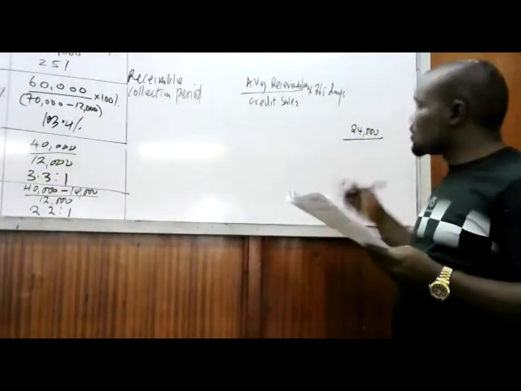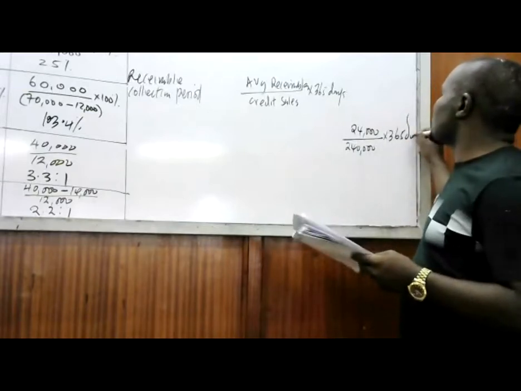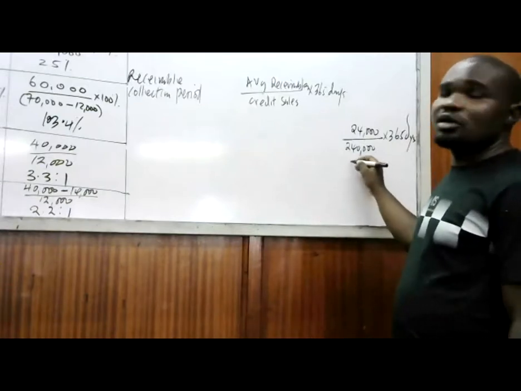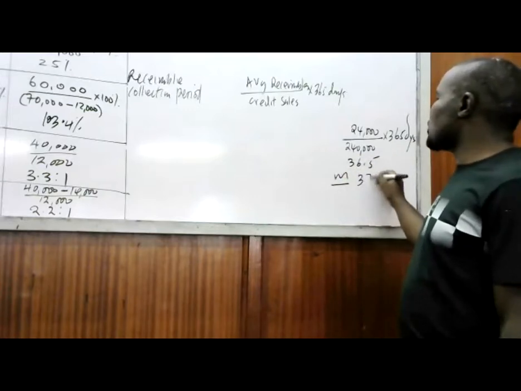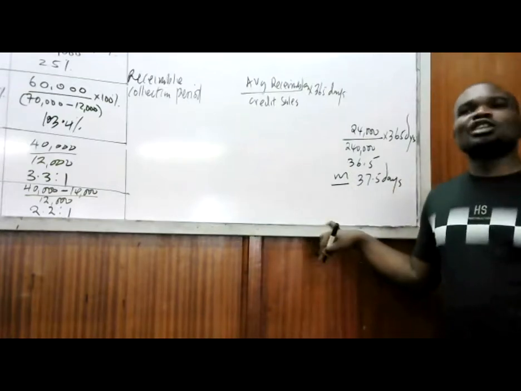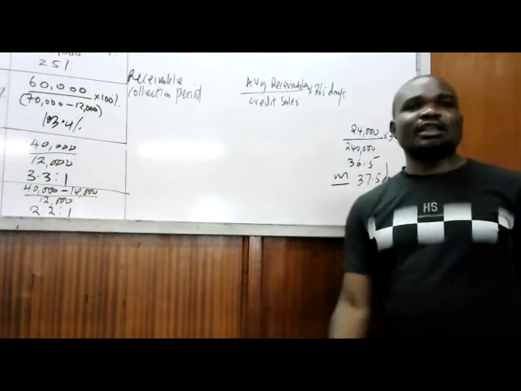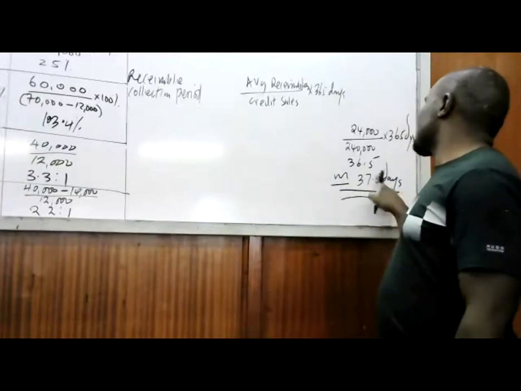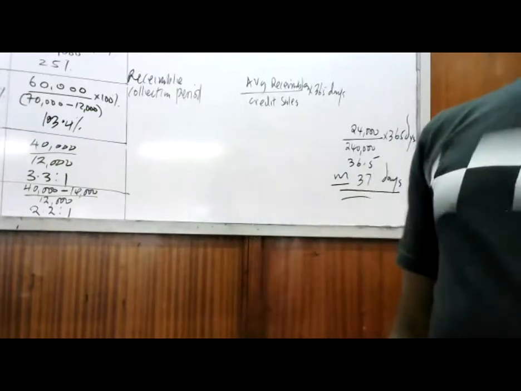How much was the credit sales? 240. You multiply by how many days? I always call it 36.5 days. Round off. So let's take 36.5. Then you do this. This abbreviation, what does this mean? In equivalent or approximately. This is the meaning of approximately. Approximately how many days? 37 days. Approximately 37 days.